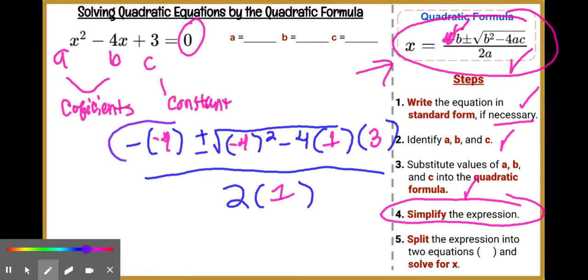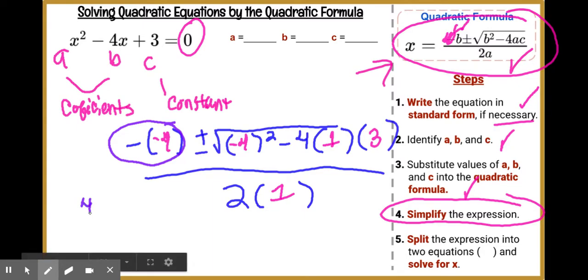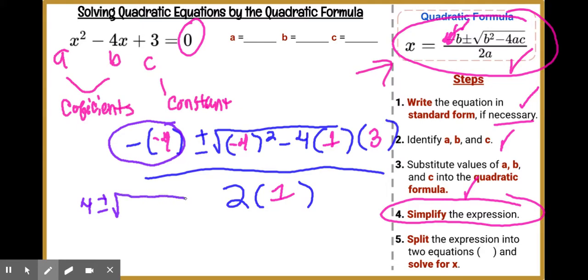So here I have negative times negative 4. You can do this in your calculator if you're not comfortable using integers. You'll put negative times negative 4 with the parentheses just as it shows, and it'll give you a value of positive 4. Plus or minus the square root of whatever we get inside of this thing. Negative 4 squared is equal to positive 16. Negative 4 times 1 times 3 is negative 12. 2 times 1 is 2.